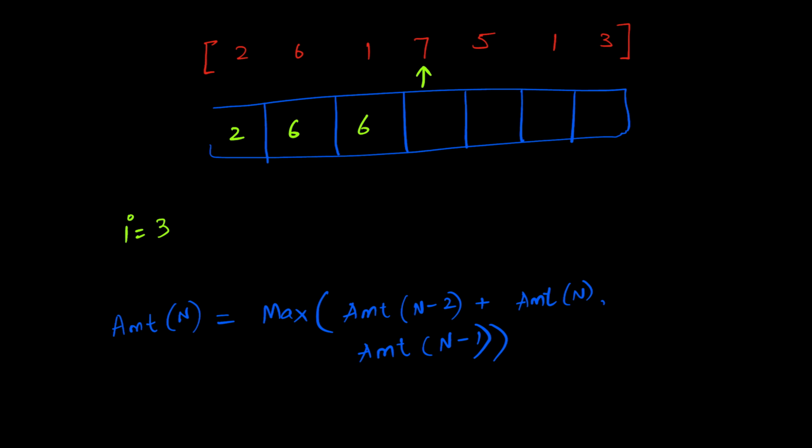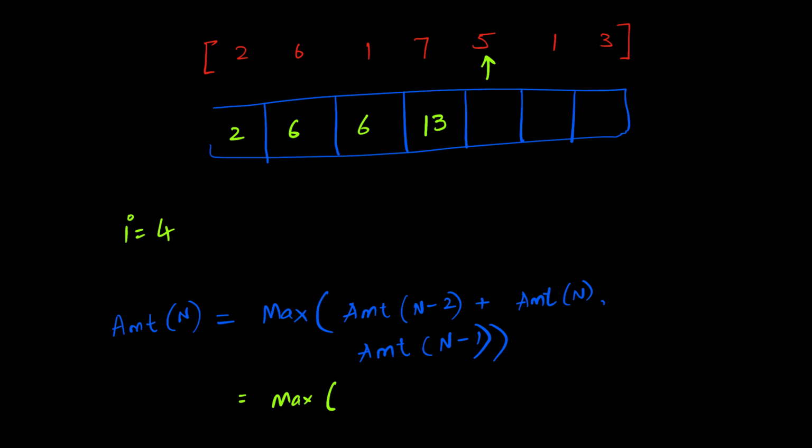Moving on to the next element with i equal to 3, the value is 7. Now we'll apply the same formula where max of amount of n minus 2, which is 6, and adding it to the current element, which is 7, the total is 13, and it will be compared against 6. As 13 is higher, it will be saved in the DP array.